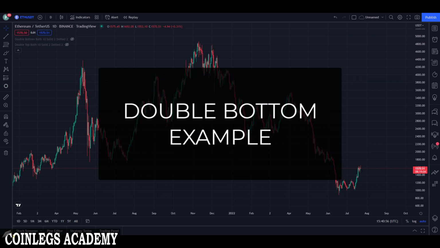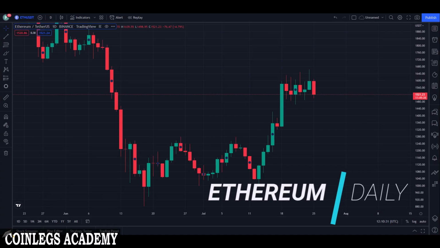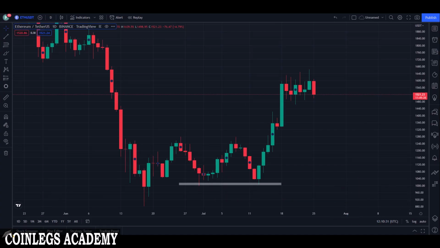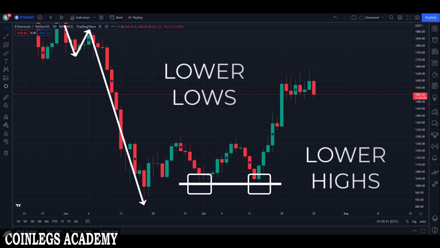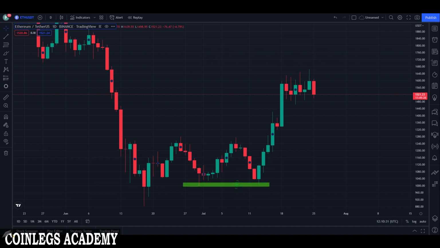Now let's examine the double bottom formation through an example. If we look at the last Ethereum daily charts, if you notice the line we draw here, we have two obvious touches. Before that, we have a falling trend. Price makes lower lows and lower highs. And if you look carefully, you will see that it is a double bottom pattern, and these are definite double bottom touches. Price finds a support in the same zone.